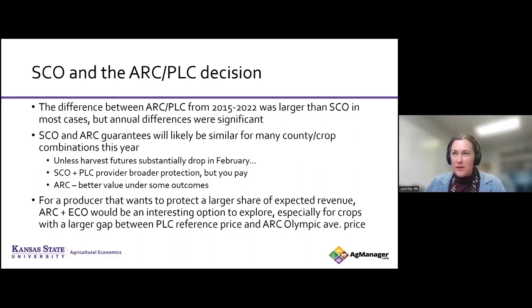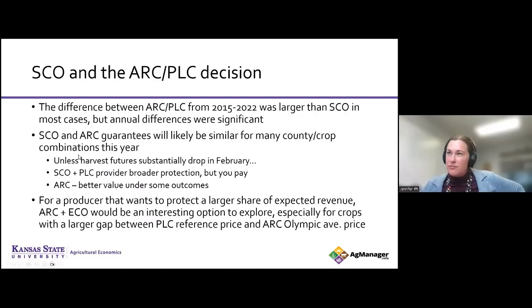So let's say you're a producer, ARC and SCO are similar guarantee this year. So one option is to use ARC and then add SCO on top of that. So you're getting the benefits of ARC, but you're using SCO to provide more coverage. So that might be an attractive option for some farms. But it's something you really have to sit down with a crop insurance agent and study and make sure you're comfortable with.